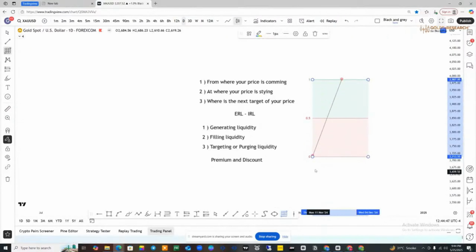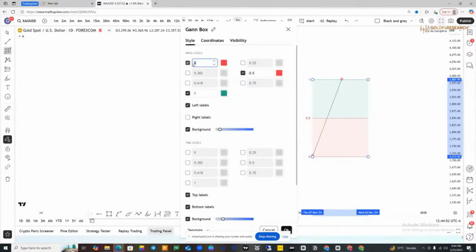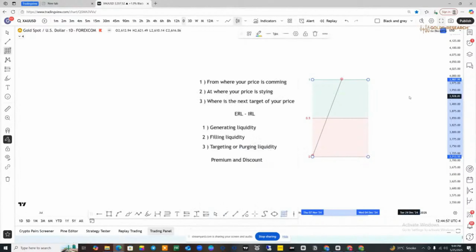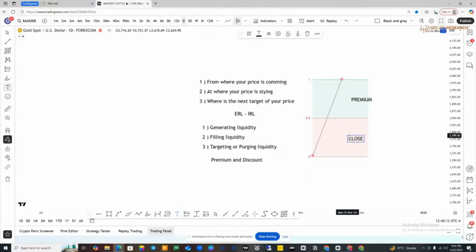So here you need to mark the low point and the high point, and you should have these three levels, the 0 level, the 1 level, and the 0.5 level. Once you have all three levels, this box will be formed for you. Now, what will the upper part of this box show you? It will show you the premium level of that entire move. The lower part will show you the discount level for that entire range.